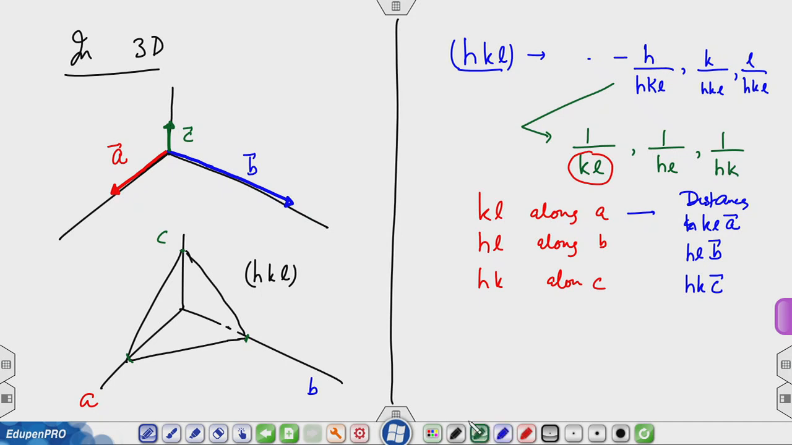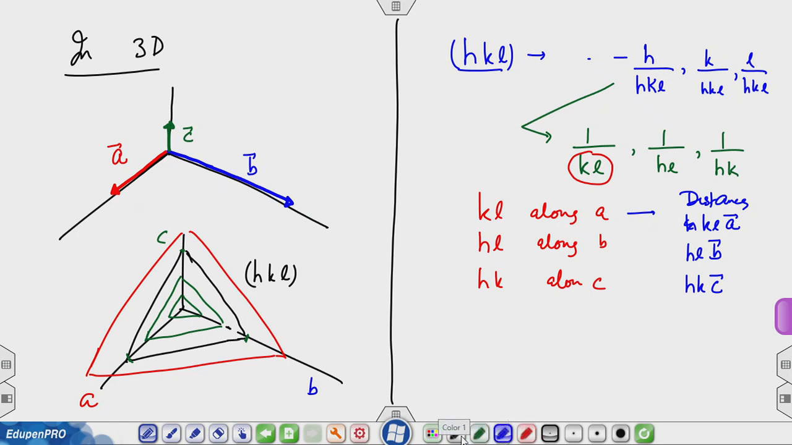Now, you have these planes. I am going to make another one right here. And what we learned from the two-dimensional case is that these distances are A over H, B over K and C over L. Let me go to the next slide and show it to you.